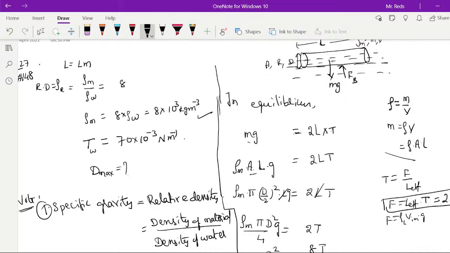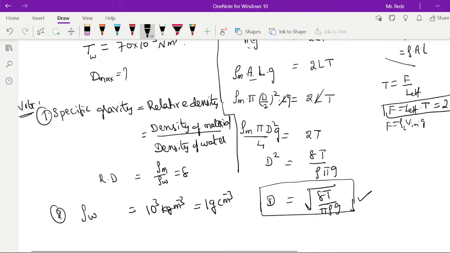Pi into d immersed by 2 whole square into L into g is equal to, L gets cancelled. So we'll get rho of the material into pi into d square g by 4 is equal to 2T, and simplifying this we'll get d square equal to 8T by rho pi g, d is equal to square root of 8T by pi rho g.